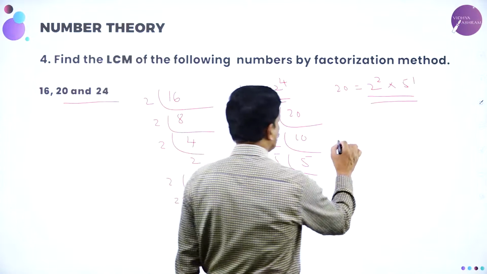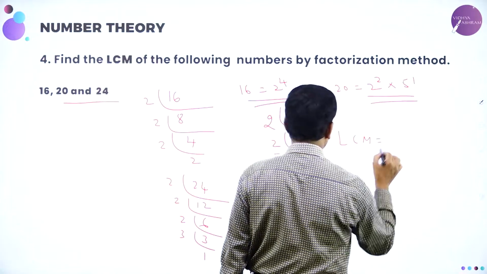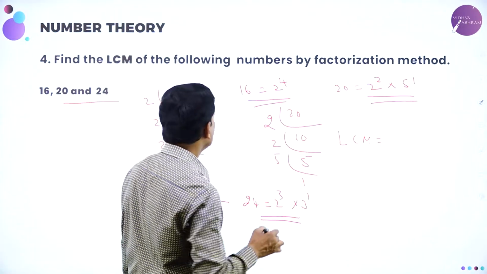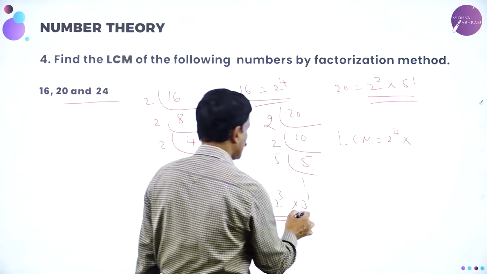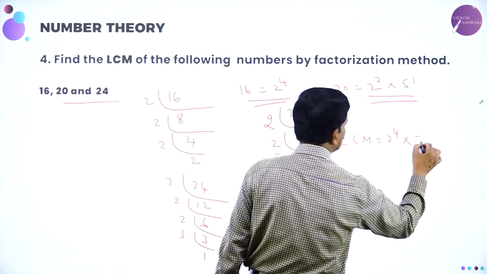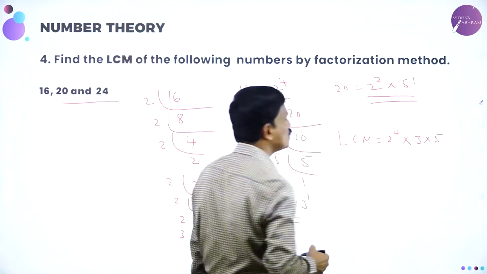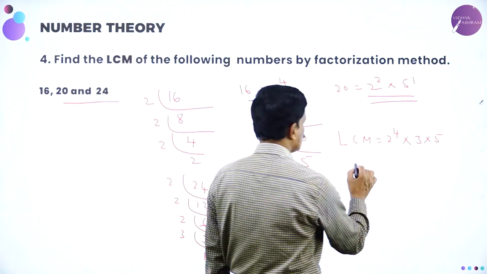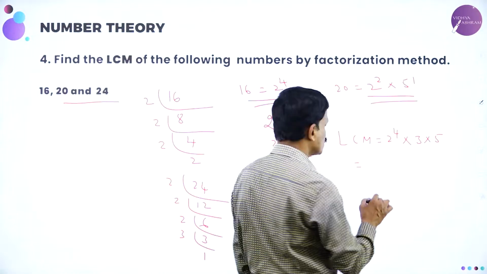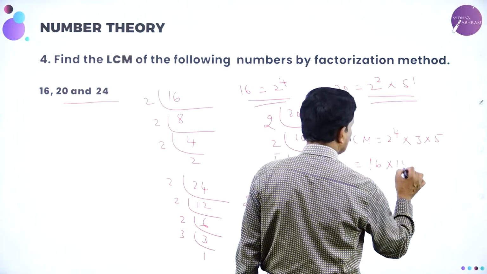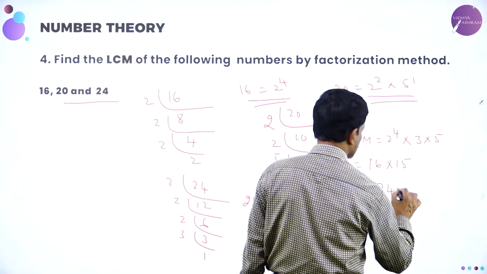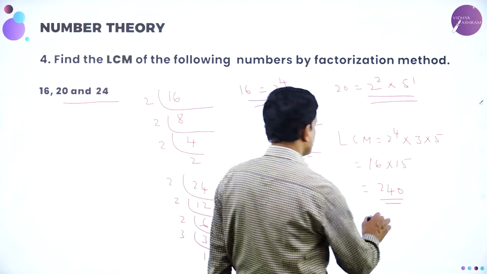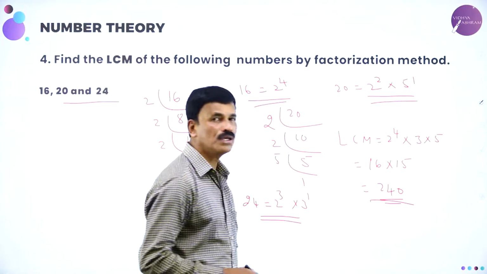So therefore the required LCM of the numbers is, what is the highest power of 2? 2 to the power of 4, into highest power of 3 is 3, into highest power of 5 is 5. So therefore this is 16 into 15. If you simplify this, it is equal to 240. That's it. So the LCM of these three numbers is 240.